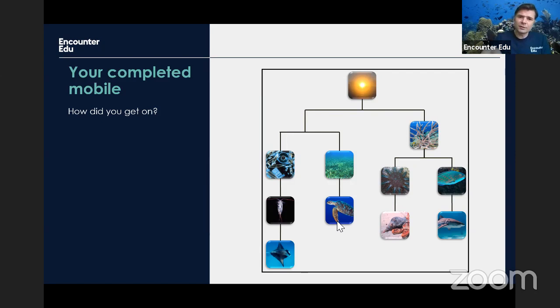Just to go to the left was our last food chain. We've got algae to copepod to manta ray, and then in the middle, we've got sun to seagrass to the green turtle, enjoying eating the seagrass there.